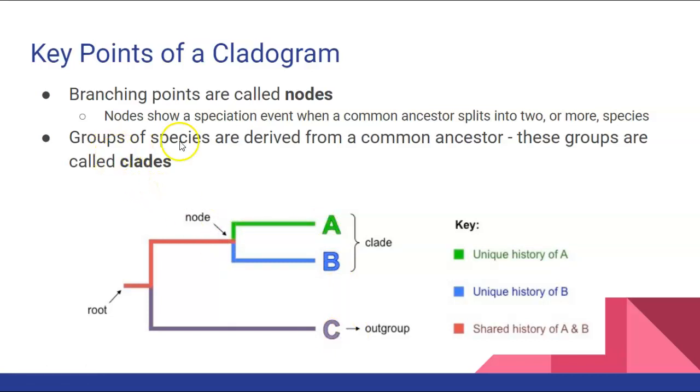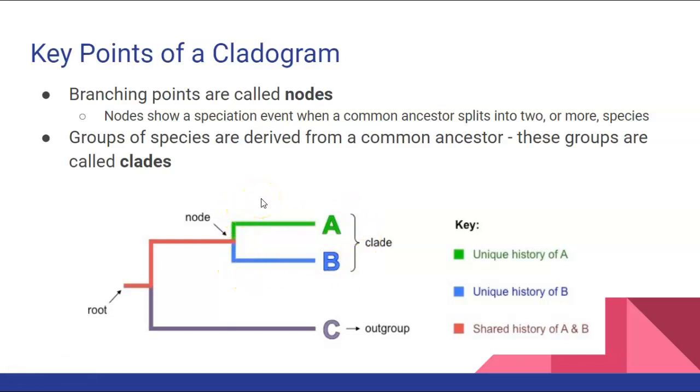When you group species together, derived from the same common ancestor, we call that a clade. So do you see how species C is sort of out on its own, but A and B are together off of the same node? A and B would be considered a clade, but A, B, and C would not be, okay? They're not within the same clade. If there was another organism down here, then we could maybe talk about different clades, but right now the only clade we see right here is species A and species B.